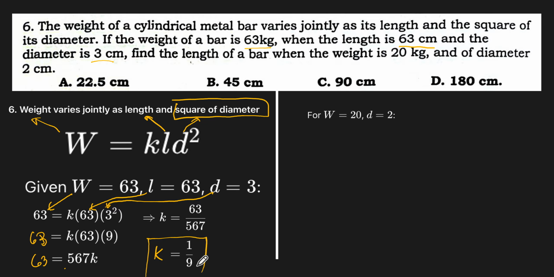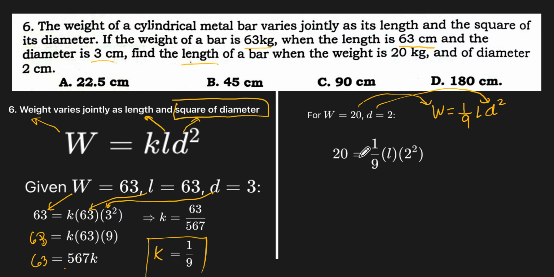As we move forward, we have the new value of weight, which is 20. The diameter would be 2. And we are asked to find the length of this bar. So how can we find the length? Of course, we substitute or plug in. For example, this is our new formula. We have W equals 1 over 9 times length times diameter squared. So we just plug in the weight here, and then the diameter here. So we have this kind of equation.